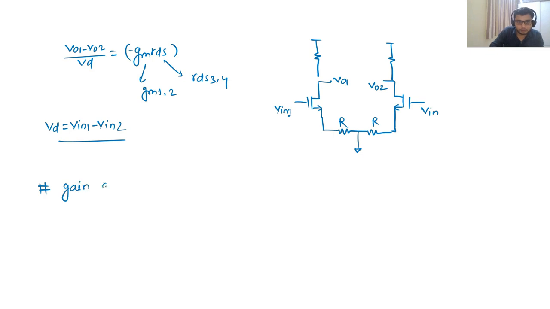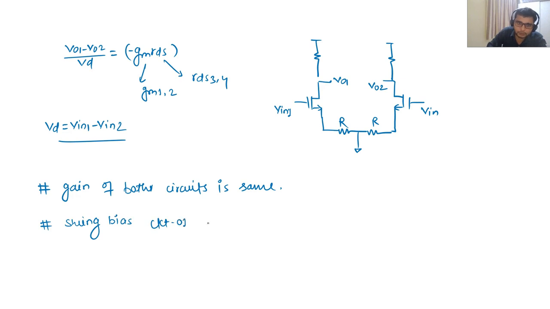Gain of both circuits is the same. Swing, bias: circuit 1 is poor, you can say, and circuit 2 is good. So this is one way of analysis that I have done in this particular video.